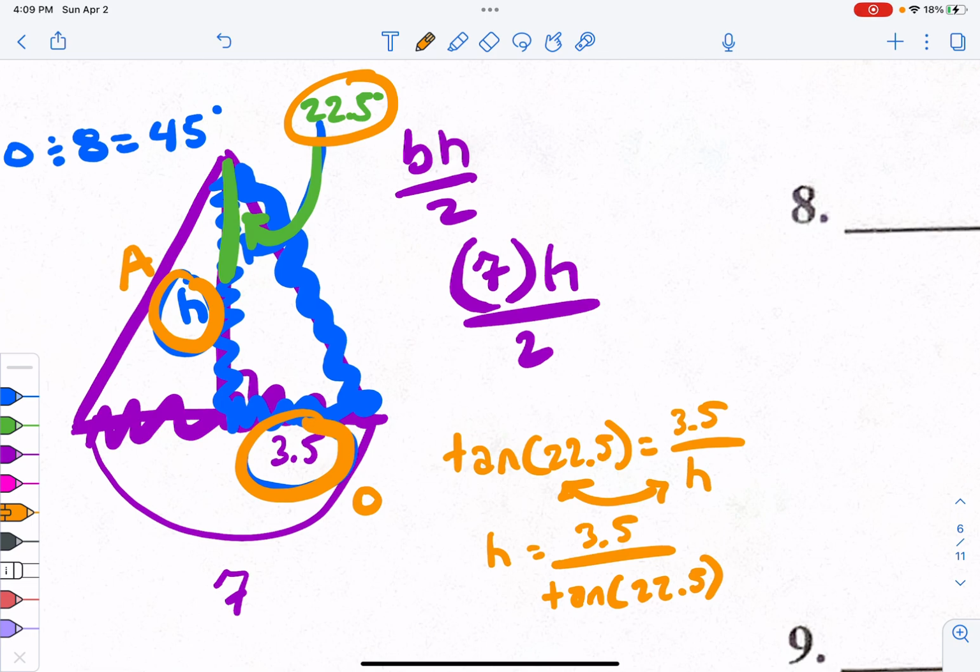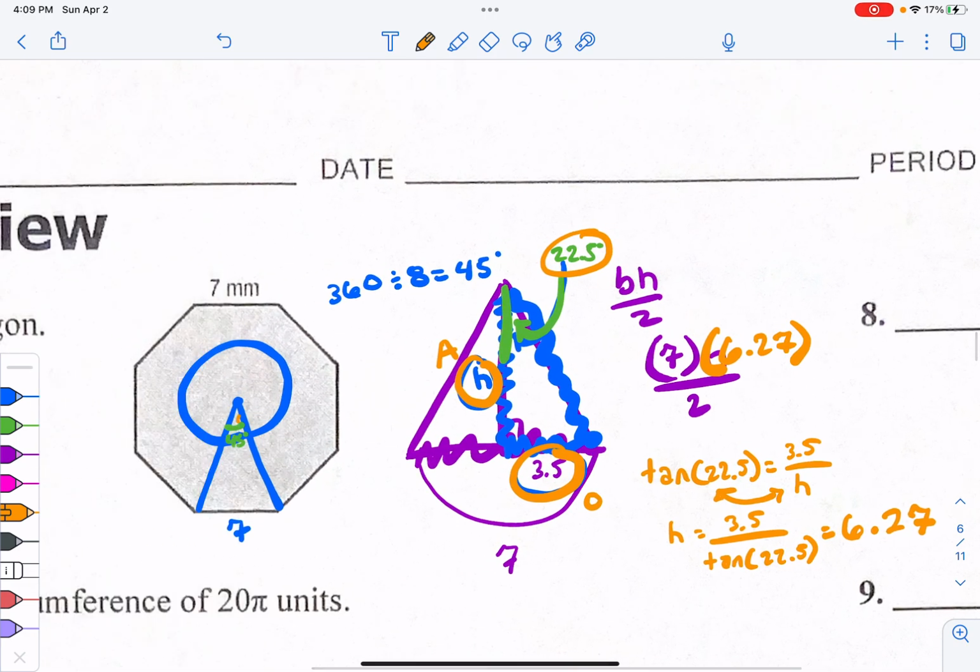3.5 divided by tangent of 22.5, and I got that the height is 6.27. Let's go. So height is 6.27. I'm going to take that times 7 and divide by 2. And I got that each one of these has an area, this whole thing has an area of 21.96 units. I'm going to take that times 8 because there's 8 of them going all the way around. And that should finally give me the area.